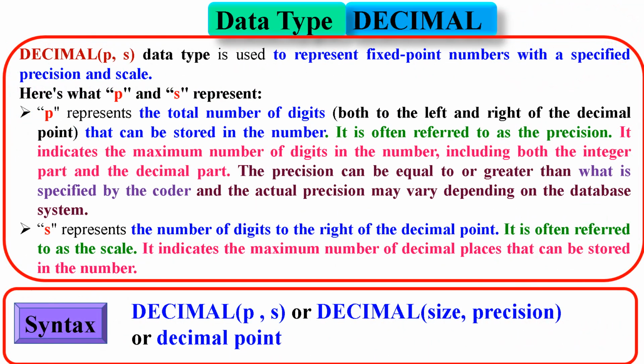The next data type is decimal. Decimal of p, s data type is used to represent fixed point numbers with a specified precision and scale. Here's what p and s represent.